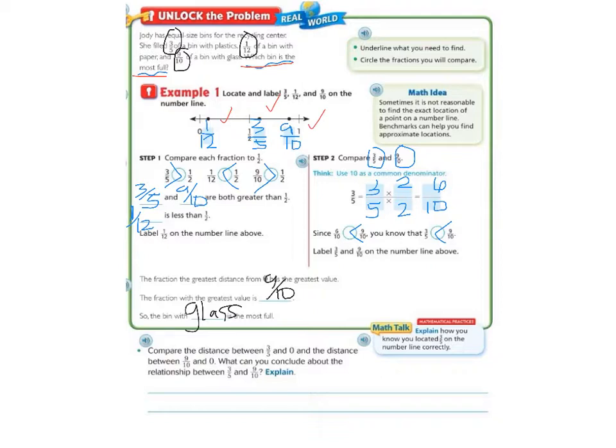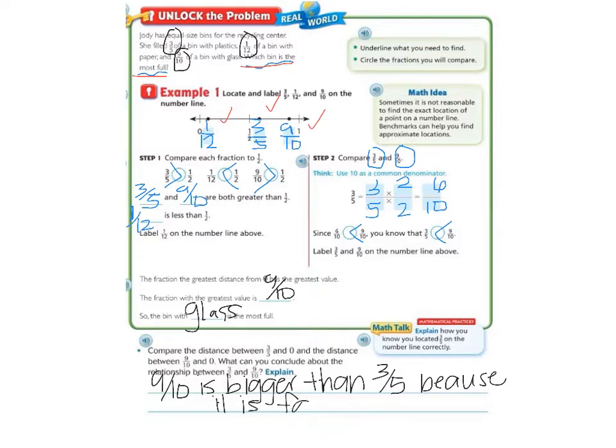So let's write that. 9/10 is bigger than 3/5 because it is farther up the number line. Make sure everything that I've written, you've written as well.